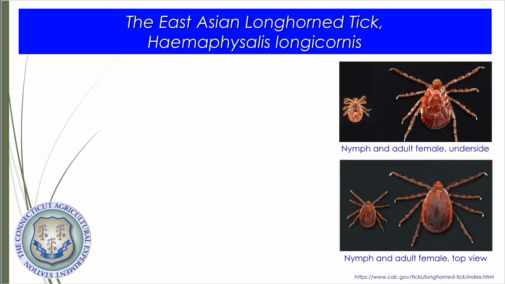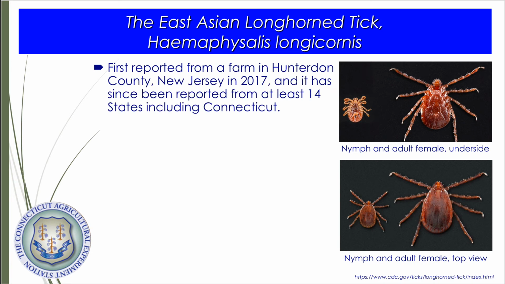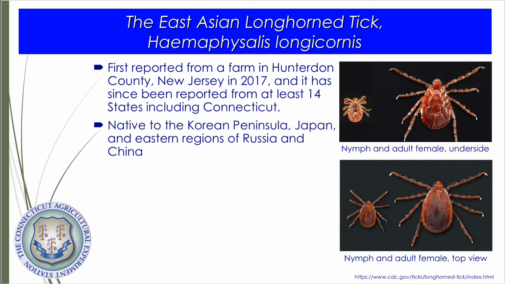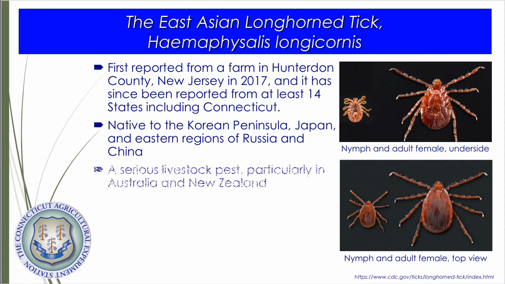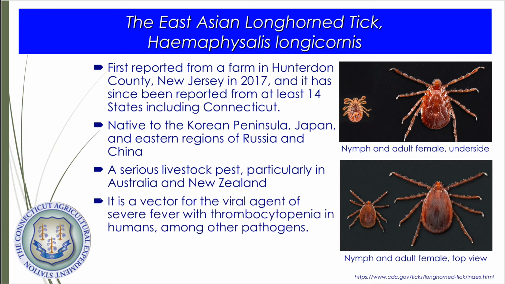The ongoing interception of exotic ticks parasitizing humans entering the U.S. are of major concern. Recently, in 2017, established populations of the invasive Asian longhorned tick were discovered in New Jersey, and it has now spread into at least 14 states, including Connecticut. This tick is native to the Korean Peninsula, Japan, and eastern regions of Russia and China, and it is a major livestock pest in Australia and New Zealand. It is a vector for the viral agent of severe fever with thrombocytopenia in humans, among other pathogens.